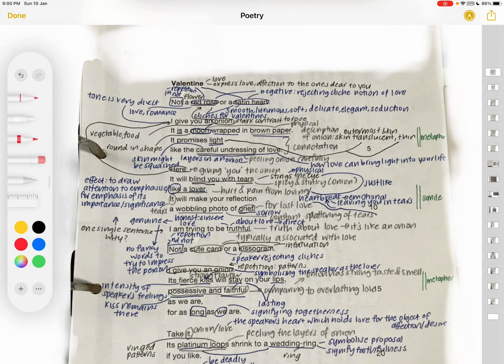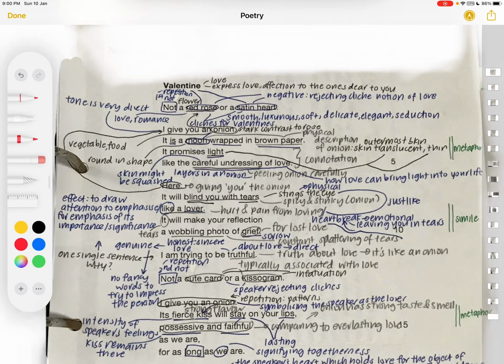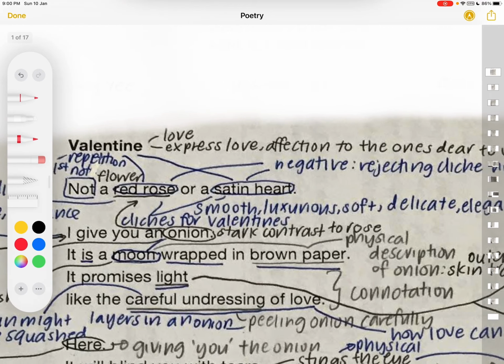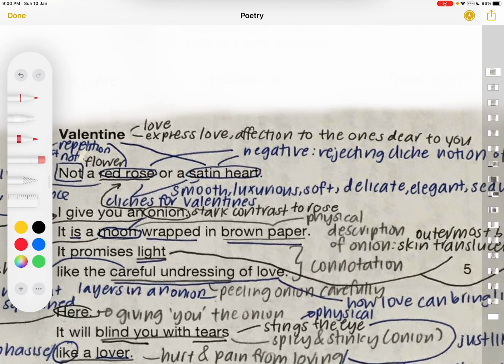So firstly, we'll be looking at the title of the poem. The title of the poem is Valentine, and its denotation is love, and Valentine is actually an event that is used for couples or even family members to express their love and affection to the ones dear to them.